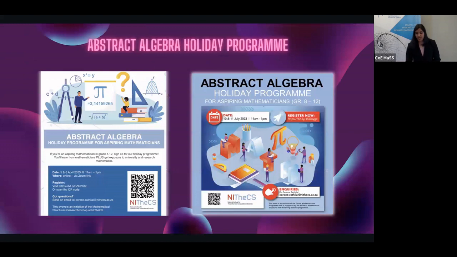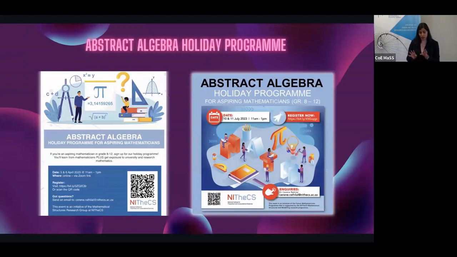So I was talking about that abstract algebra program. Here are the two posters, the first of which was for the April session, the second of which is for the session in June. If anybody would like us to share the information so you could share it in your networks, please do get in contact with us.